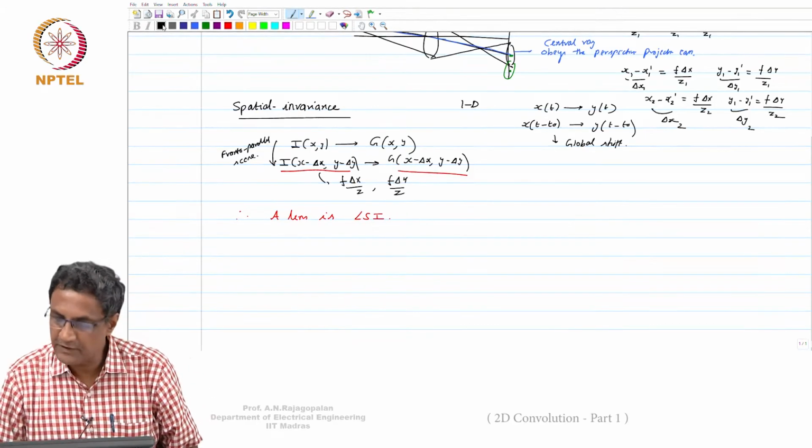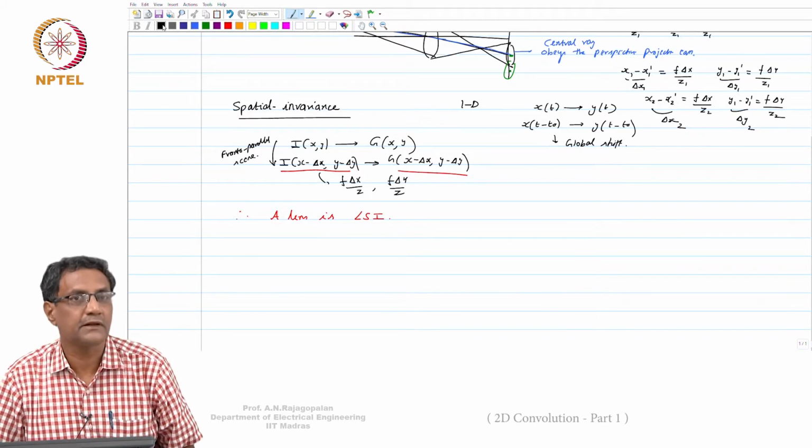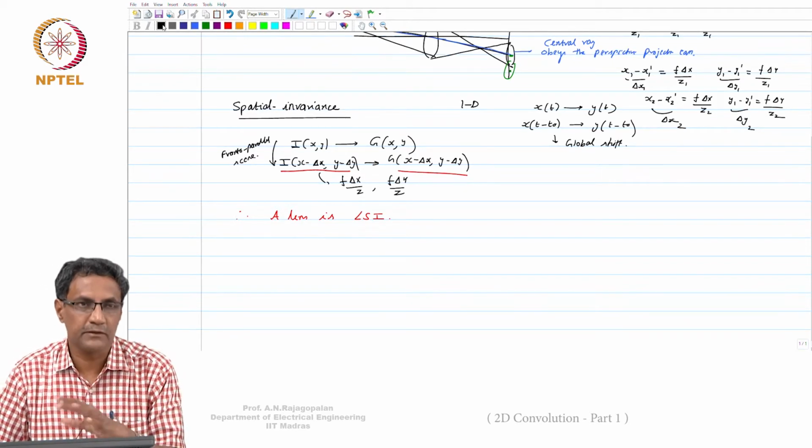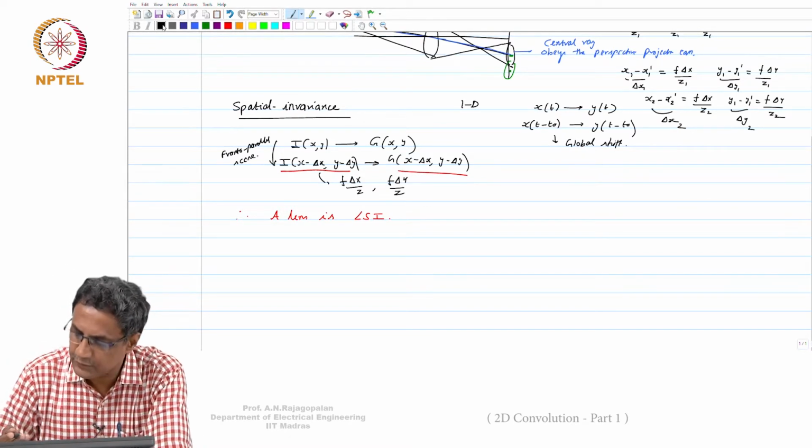Which then means that we should be able to write down a convolution equation. Correct. I mean, linear shift invariance means one should be able to write down a convolution equation. So how do we show that typically?